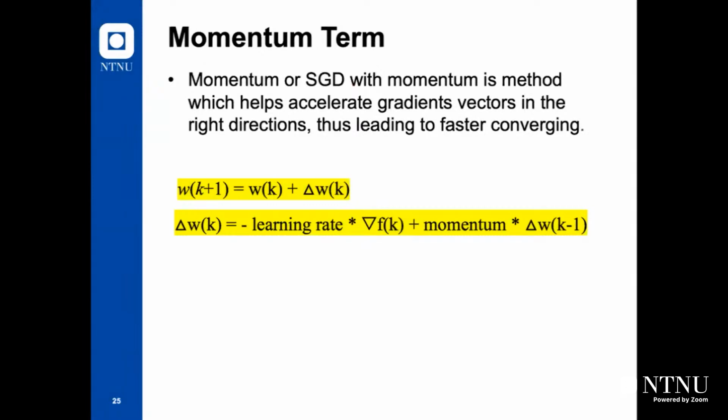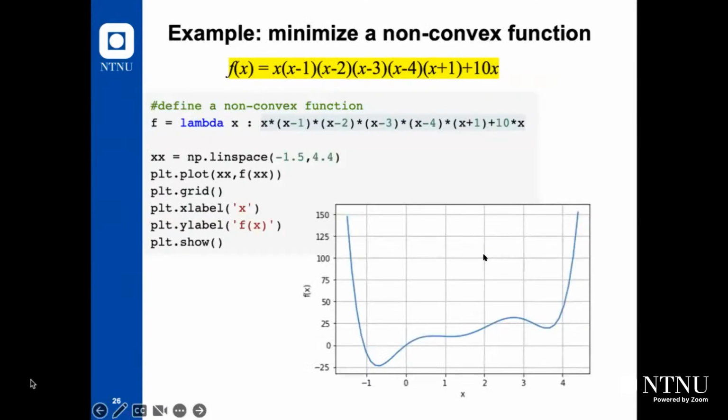So in the updating rule, we will have two variables which we need to select. We have the learning rate, and we have the momentum term, which we need to define. So I tried to simulate it for you.